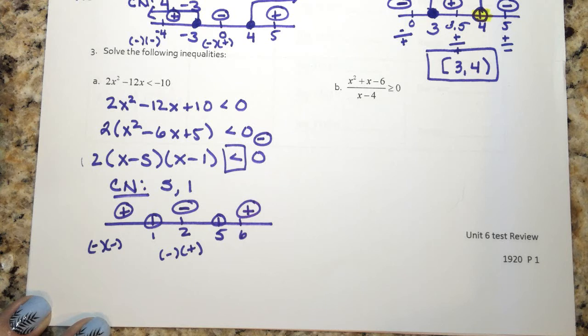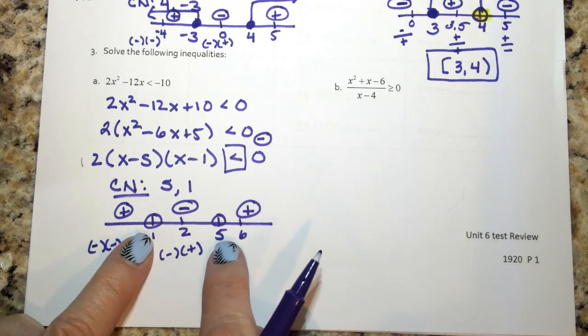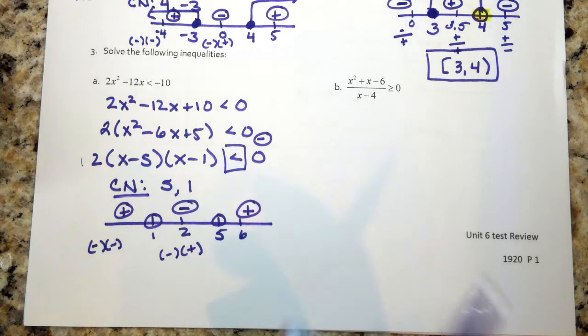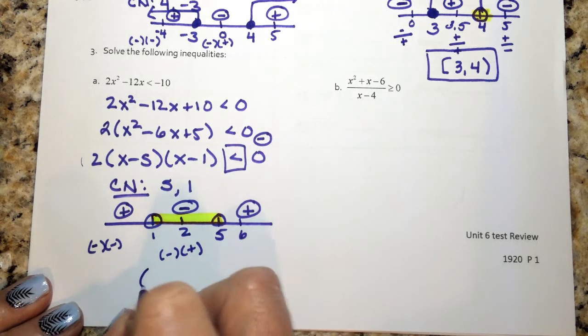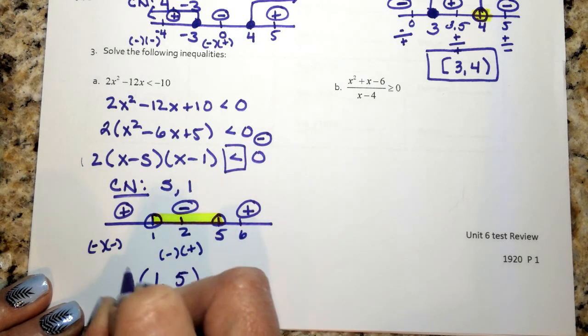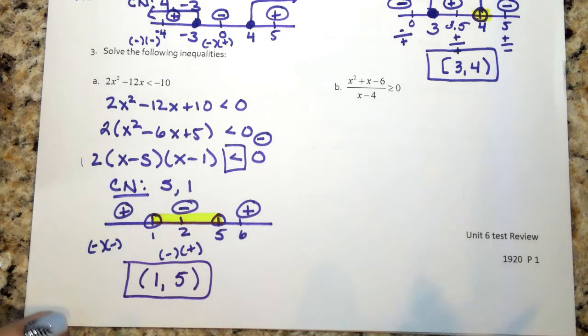So then I know that my solution set is going to be the only interval where I have negative numbers, which is between 1 and 5. So again, my solution set is going to be 1 to 5 with parentheses around it.